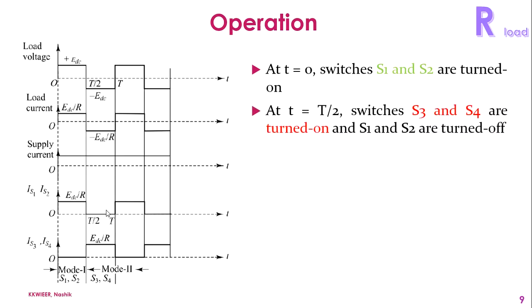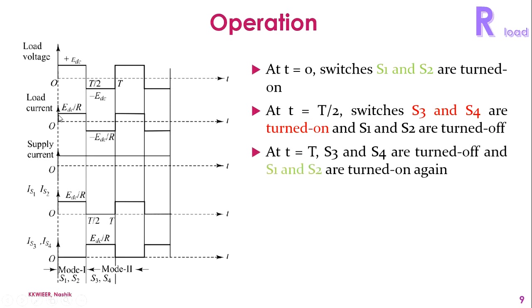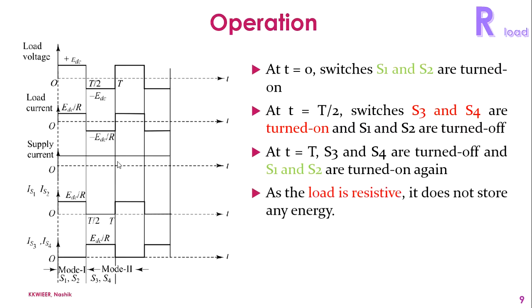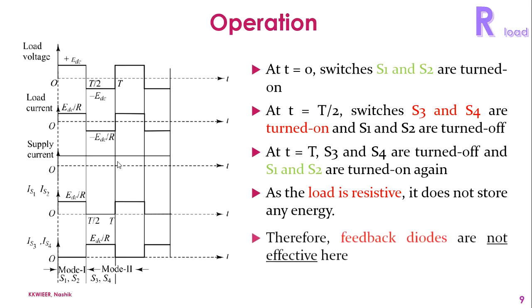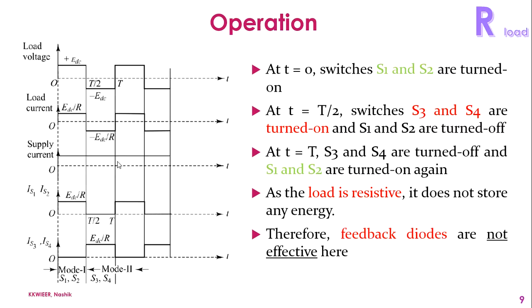Now at T equal to 0, the switches S1 and S2 are turned on. At T equal to T by 2, switches S3 and S4 are turned on and S1 and S2 are turned off. At T equal to T, that is the next cycle, again S3 and S4 are turned off and S1 and S2 are turned on. So this will continue. As the load is resistive, it does not store any energy in this operation. Therefore the feedback diodes, that is D1, D2, D3 and D4, are not effective here.